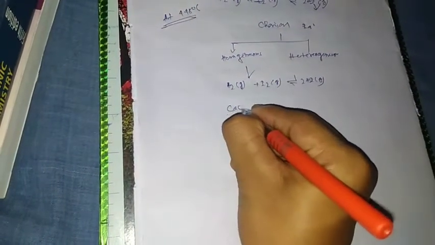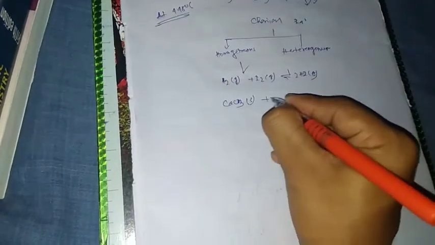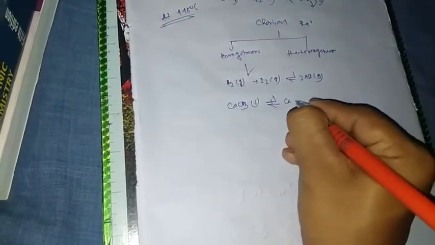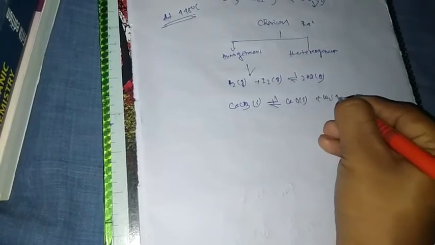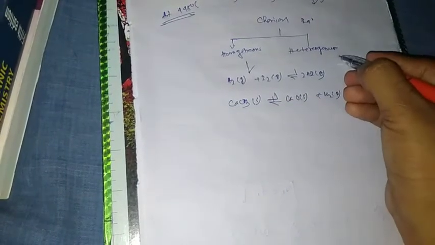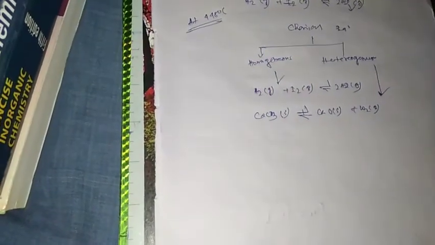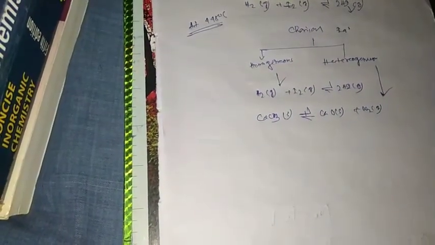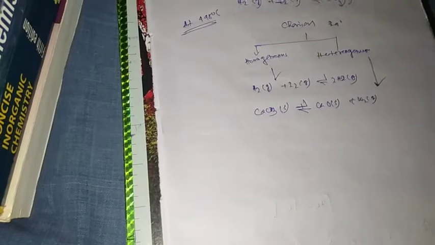And if we see the first reaction, calcium carbonate in equilibrium with calcium oxide plus carbon dioxide, in this reaction all the molecules are not in the same state or same phase, and so this equilibrium condition is known as heterogeneous equilibrium.